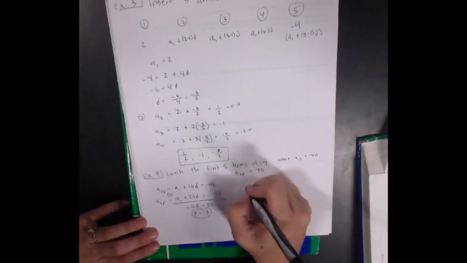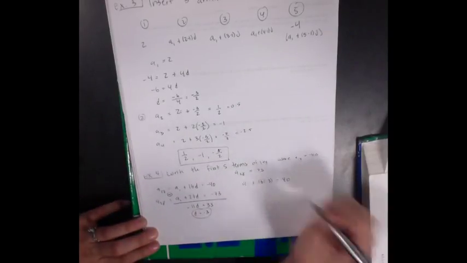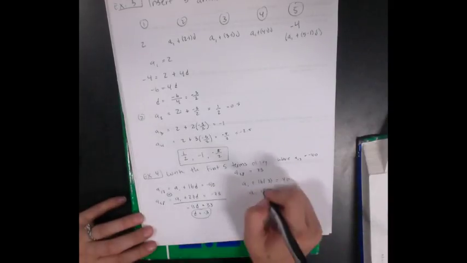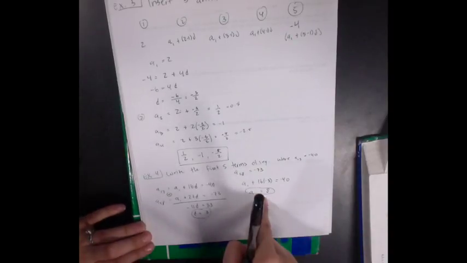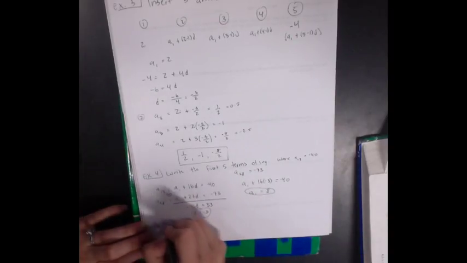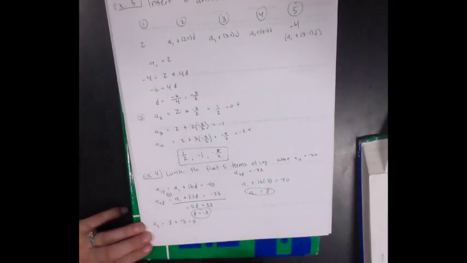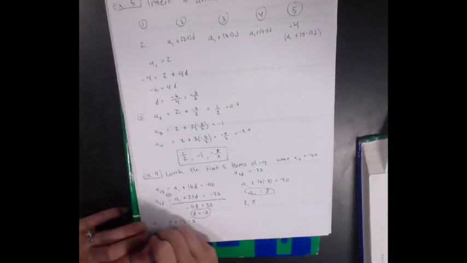Then I plug that in. So A1 plus 16 times negative 3 is negative 40. So A1 is negative 40 plus 16 times 3, which gives me A1 is 8. So my first 5 terms, my first term is 8. A2 is going to be 8 plus 1 times negative 3, which gives me 5. So my list, I'll start 8, 5.